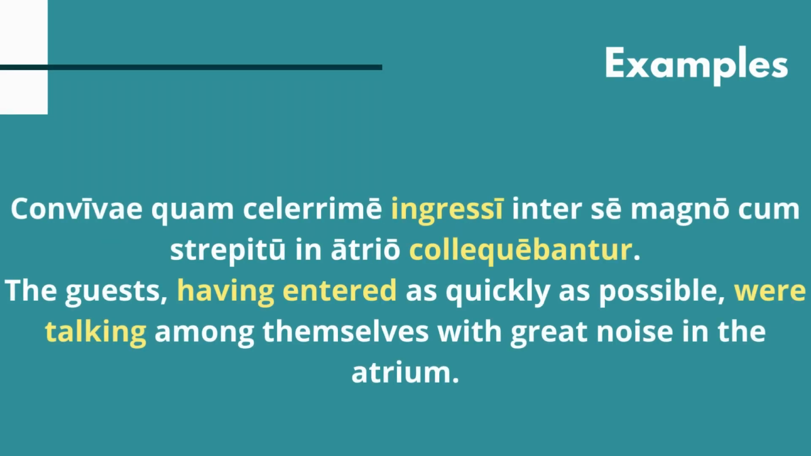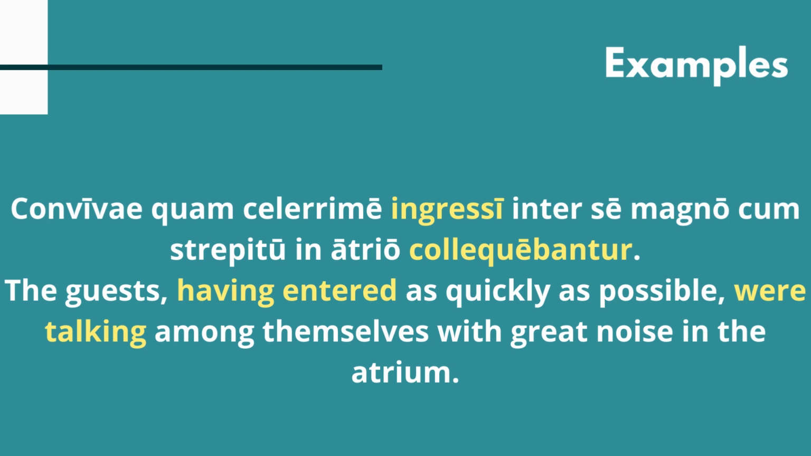Here's another one. We have convivae quam celerrime, ingressi inter se magno cum strepitu in atrio colloquebantur. Okay, it's a long sentence, but the key here is ingressi. That's the participle, right? Notice how it's a participle without the verb to be on it. So it looks passive. It looks like a perfect passive participle, but you're going to translate it actively because it's a deponent verb, ingredior, right? To enter. So you're saying the guests, the convivae, having entered. Ingressi is still modifying or describing convivae, the dinner guest. Remember, convivae is masculine, even though it's a first declension noun. That's why we have ingressi with a long I. But it's just the guests having entered.